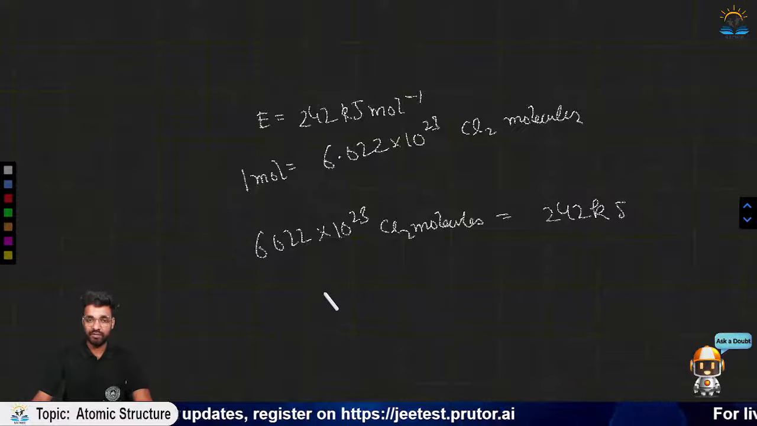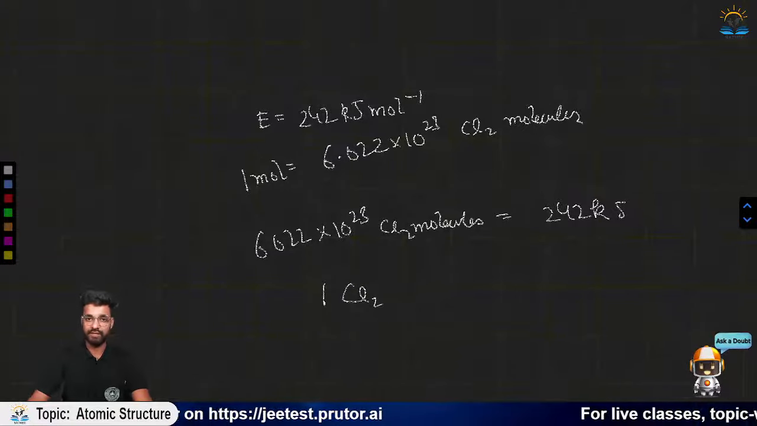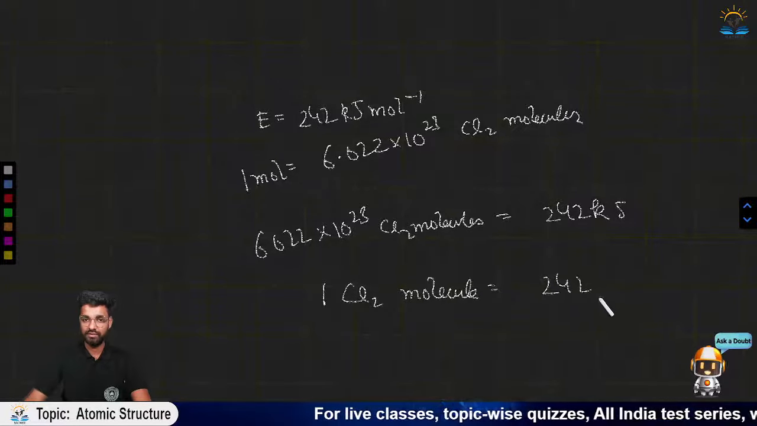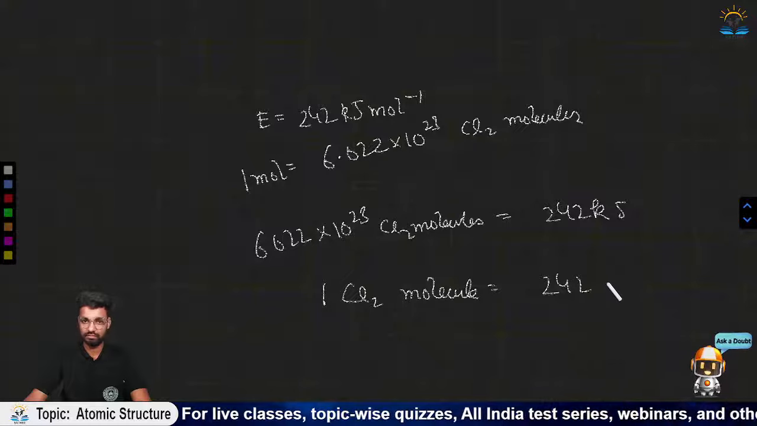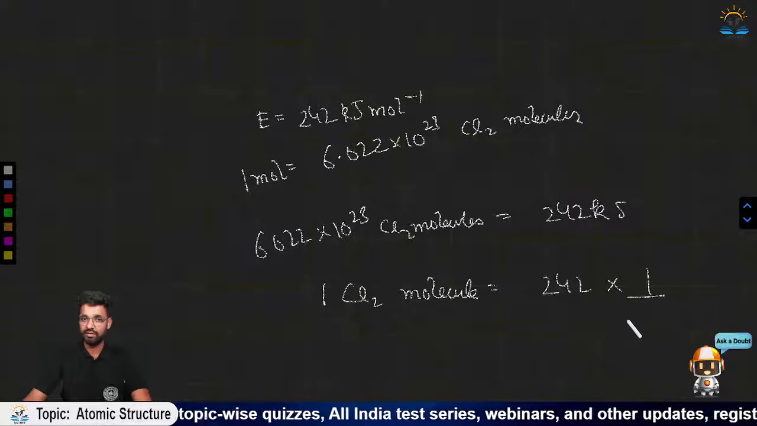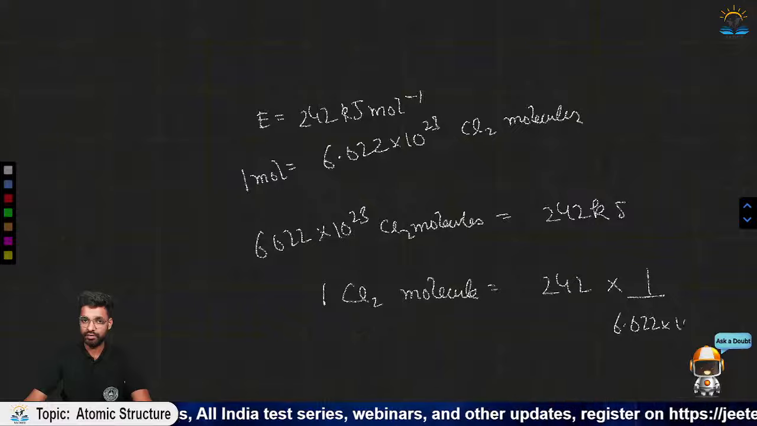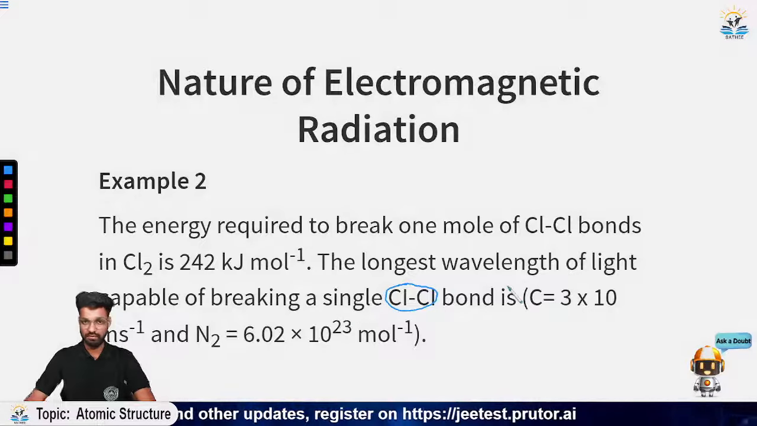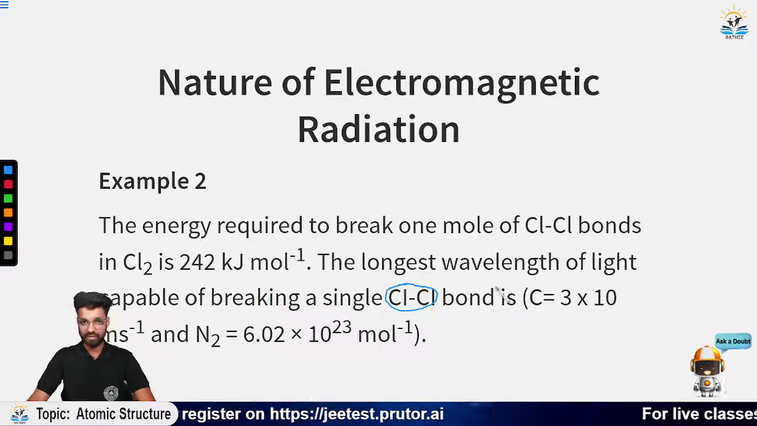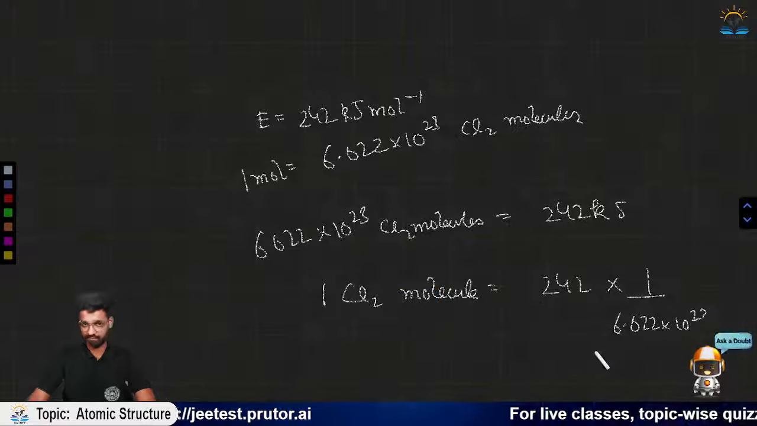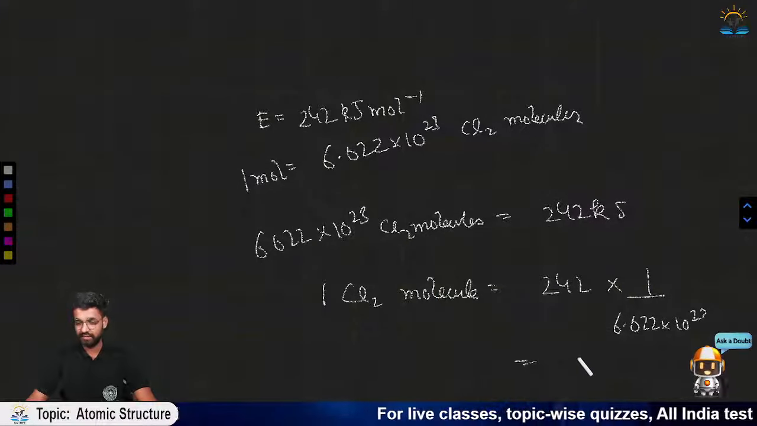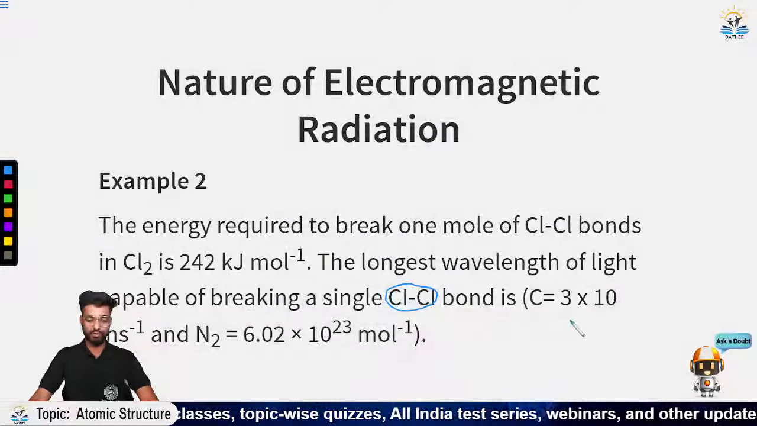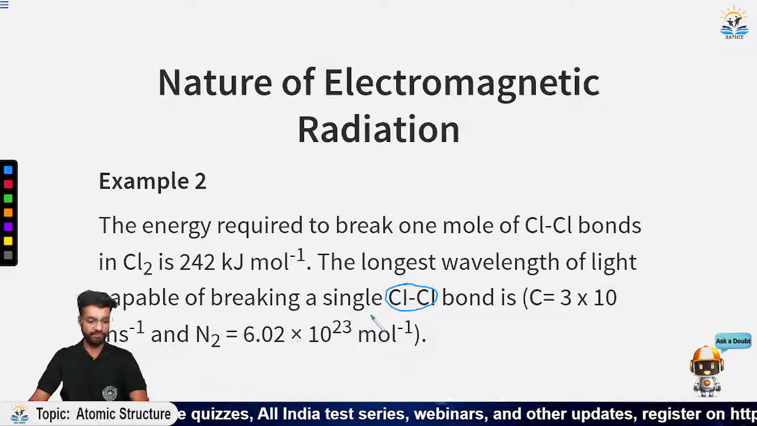So one molecule will require, and we will simply apply the unitary method here, 242 into 1 by 6.022 into 10 to the power 23. And what is the longest wavelength that is required to break a single Cl-Cl bond? Whatever you calculate and get will be our answer to dissociate one Cl-Cl bond.